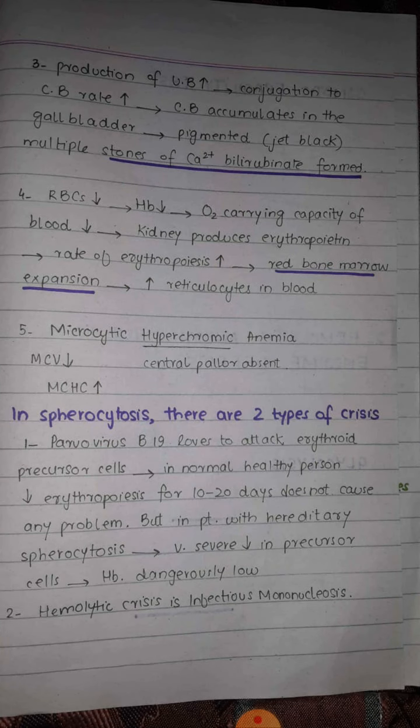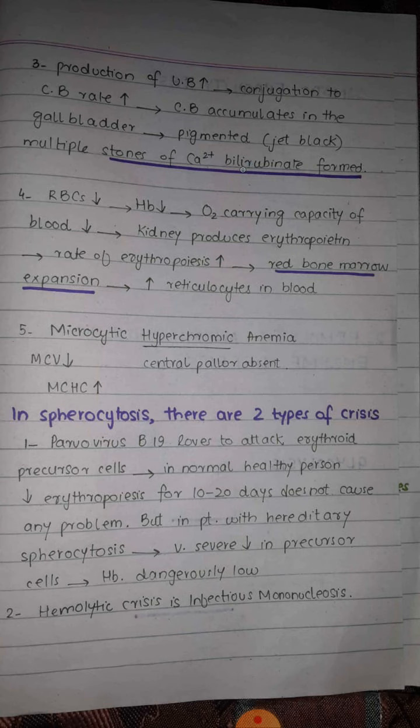Then there is a lot of production of unconjugated bilirubin. So due to increased production of unconjugated bilirubin, there is also increased conjugated bilirubin. This conjugated bilirubin can accumulate in the gallbladder, and it can give rise to stones called calcium bilirubinate stones. These are pigmented jet black colored stones.